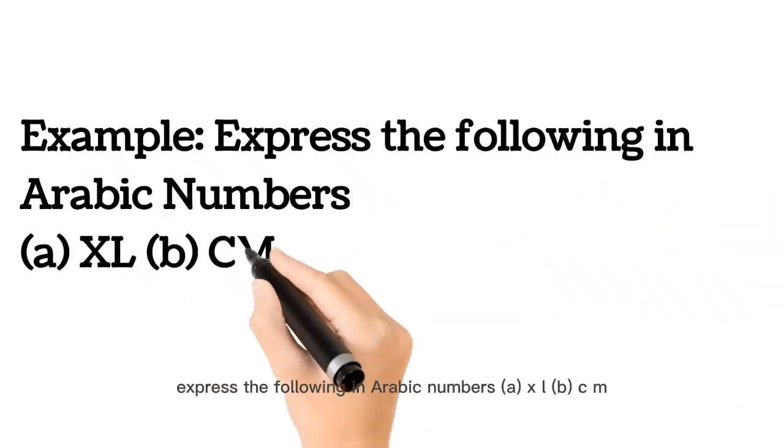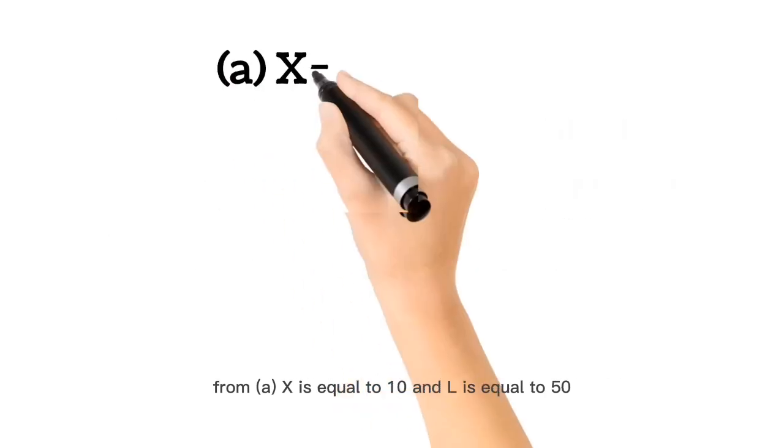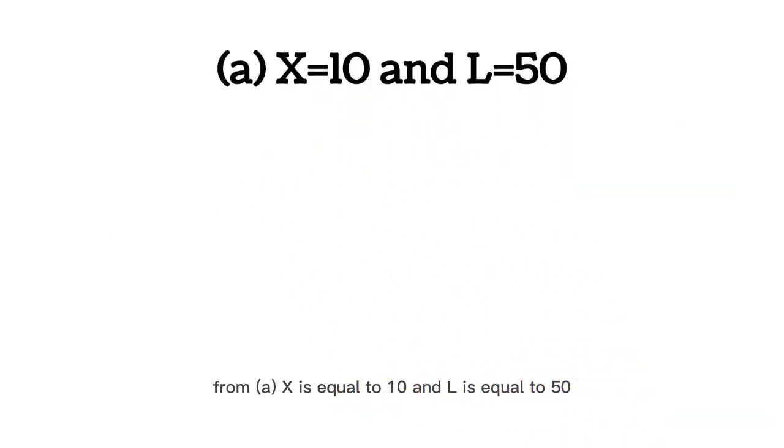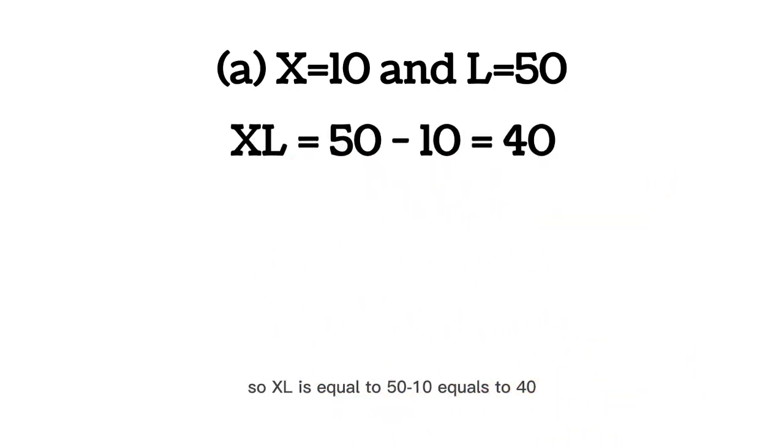Express the following in Arabic numbers: A. XL, B. CM. Now from A, X is equal to 10 and L is equal to 50. Now X is smaller than L and X is behind L. So we are going to subtract. So XL is equal to 50 minus 10 equals 40. Therefore, XL is equal to 40.